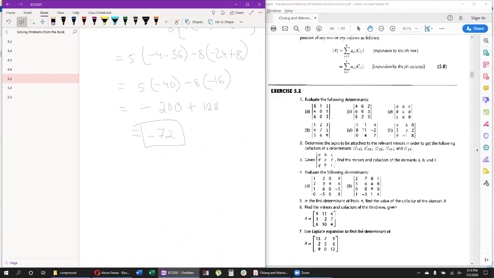So that was number 4A. You guys try and do 4B. Try and do, okay, 5 and 6 you guys should be able to solve on your own as well. So give it a go. It should not be difficult if you understand what minors and cofactors are. That is all we're going to do from 5.2.